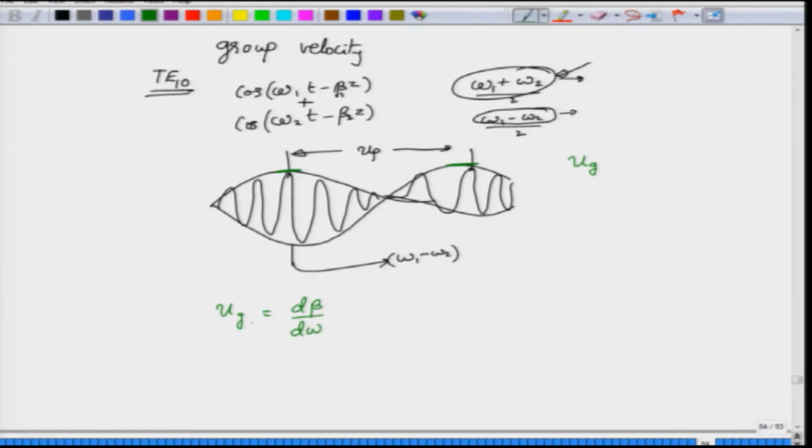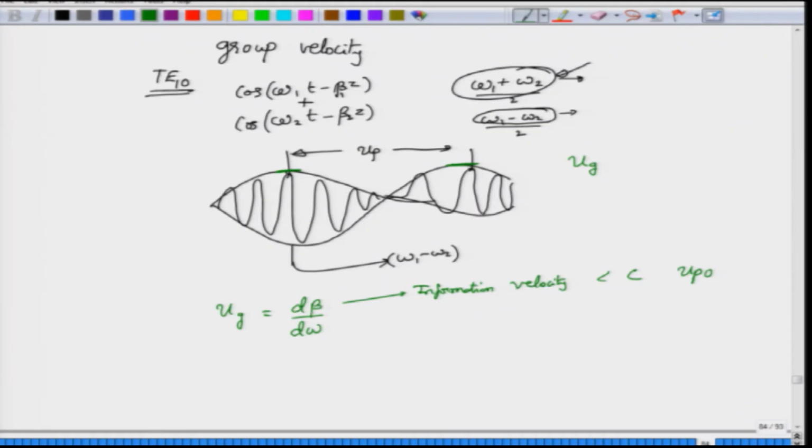So, this is what you get: ug as d beta by d omega, and it is the rate, and it is this velocity with which information will actually begin to propagate or information can be conveyed. So, this is the velocity of information that is being transmitted. So, information velocity, I can write this, okay, and this information velocity happens to be less than c, which is the speed of light, or in general it would be less than up0, okay.